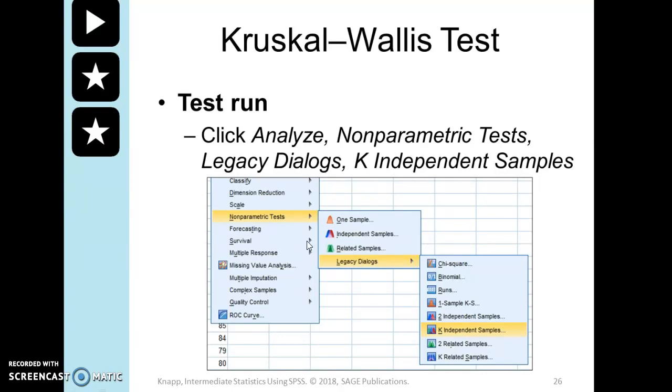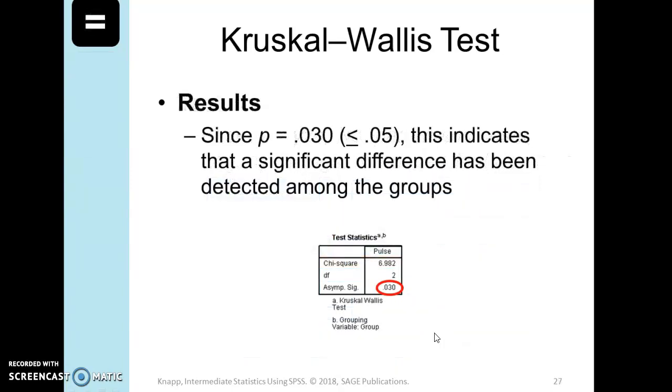And how you run it in SPSS is you're going to click Analyze, which we always do. Then you're going to go to Non-Parametric Test, because the word non-parametric means non-normal. That's all it means. Legacy dialogues, K independent groups, and then you're going to perform the test. And again, the videos are going to show you how to do this. And you're going to get a result.